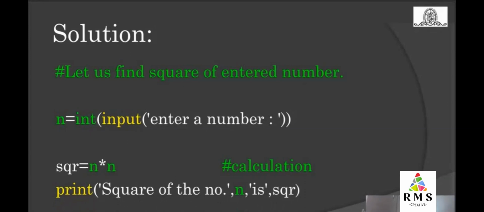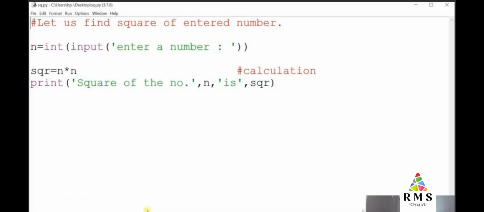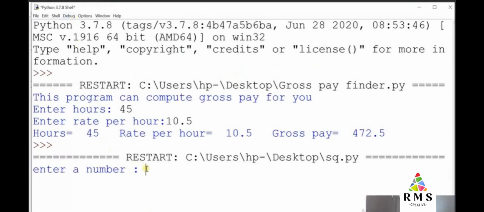Okay. Let us try to run this code. Okay friends, so this is the code. Let me run it. Yes, enter a number. So let me enter a number 25. Square of the number 25 is 625. Like this, you can arrange your program to give a desired result.